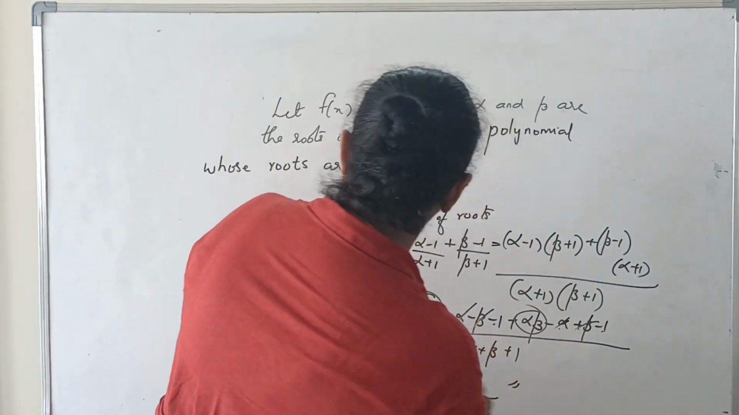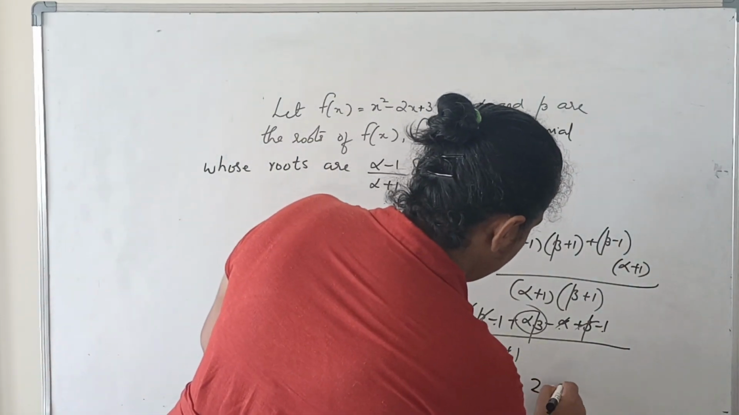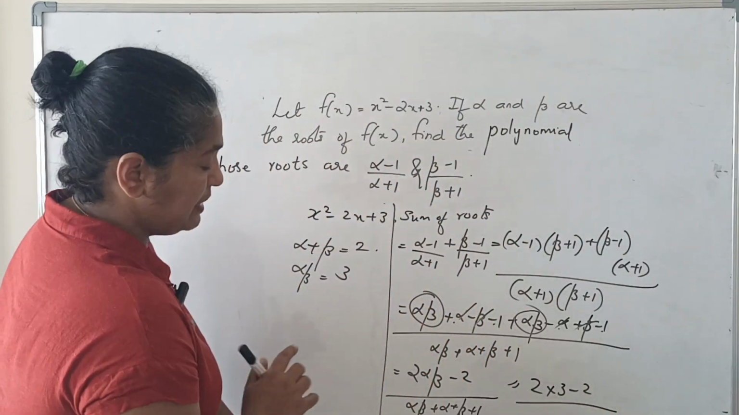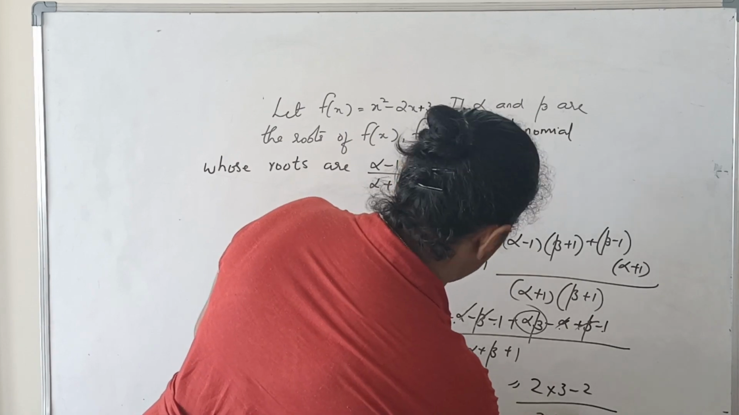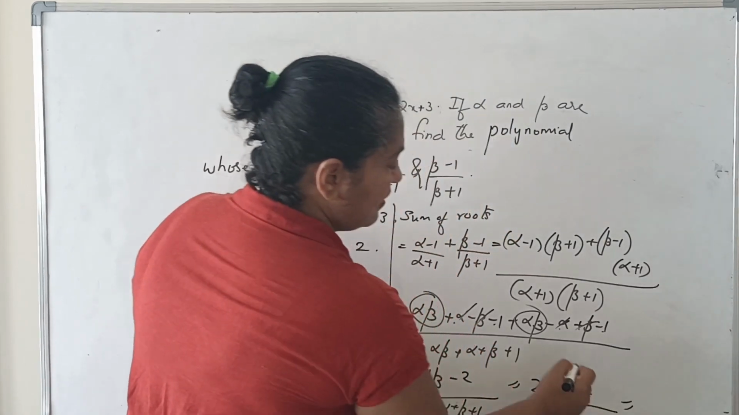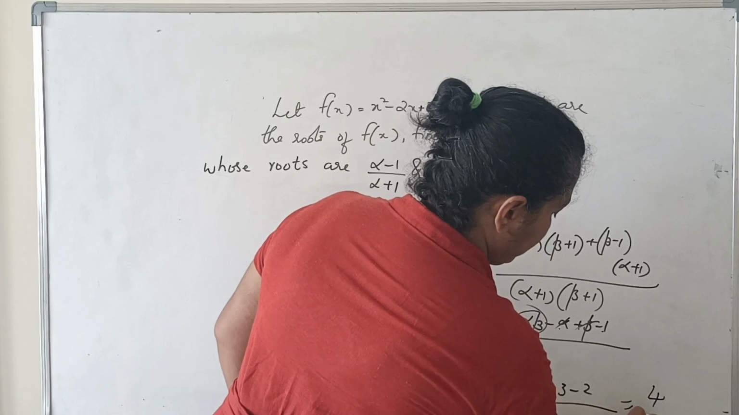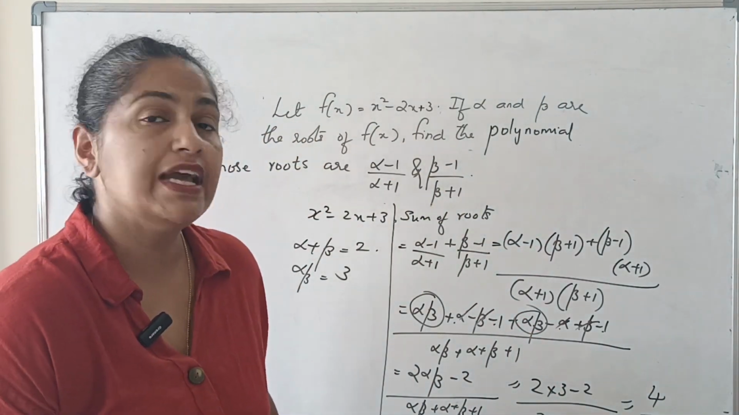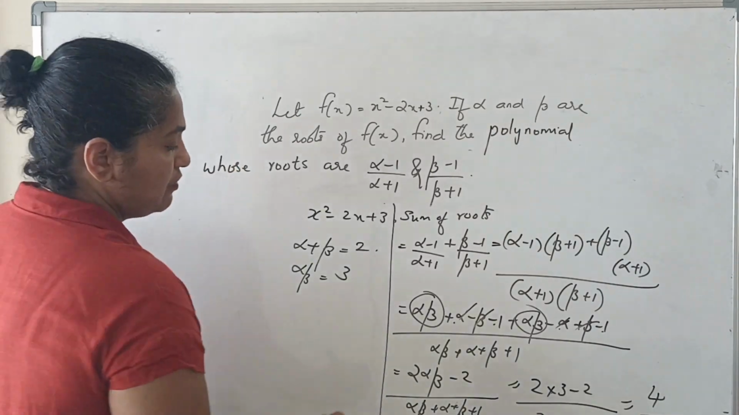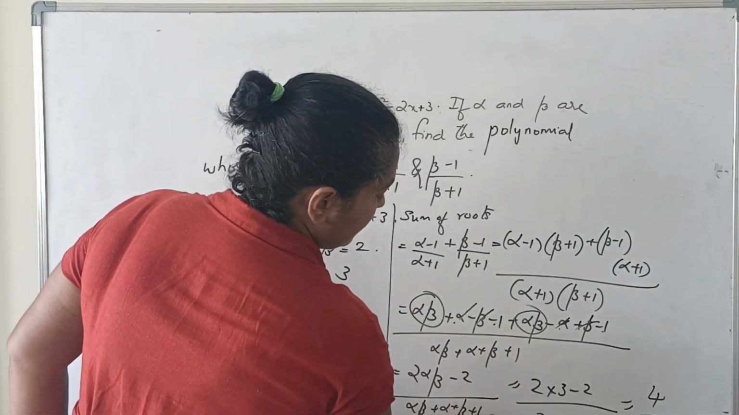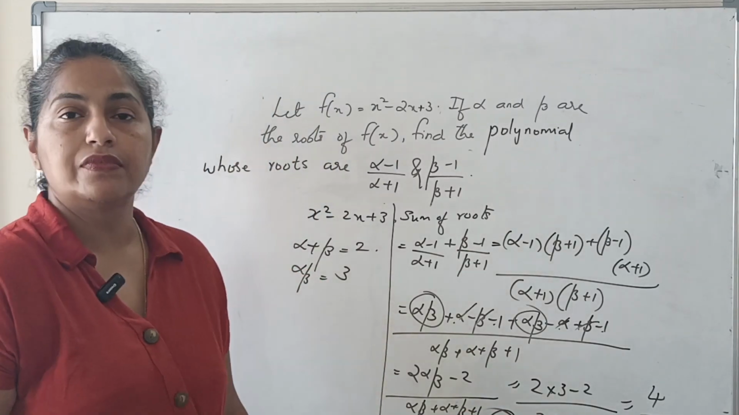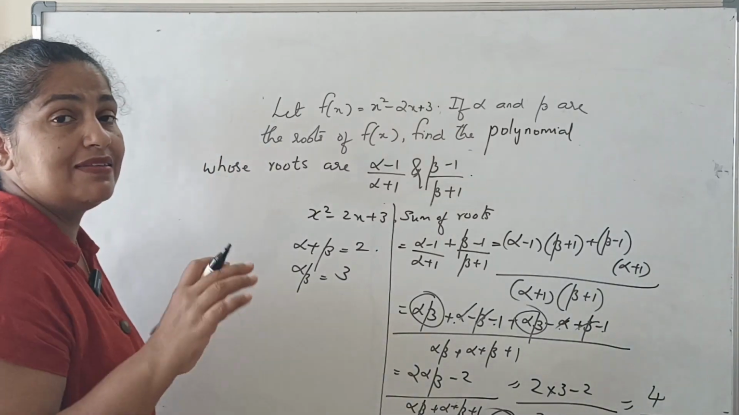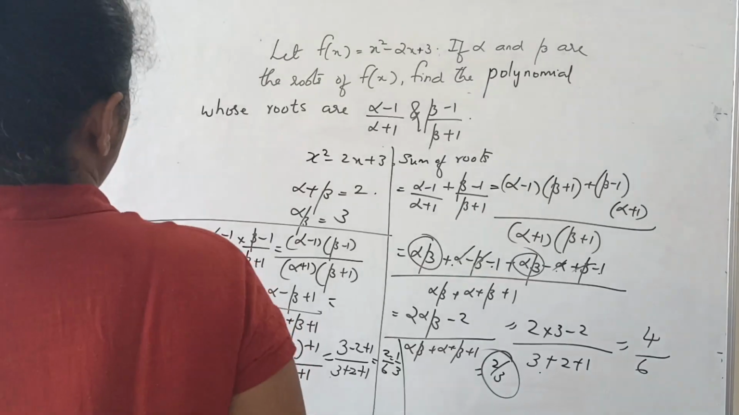So you have 2 into 3 minus 2 by alpha beta is 3. So you will get 6 minus 2 is 4 and here you have 6. Okay, we can reduce it because 2 is a common factor. So you will get it as 2 by 3. Okay, so now we have gotten the sum of the roots as 2 by 3. Now let us see what we are getting the product as.